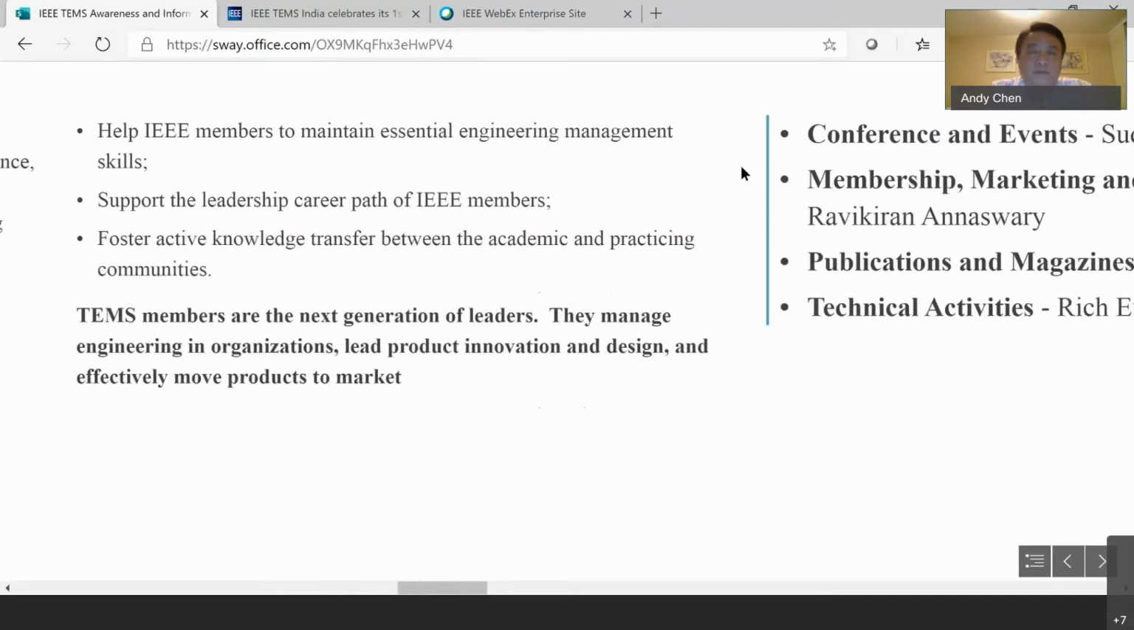Our members maintain essential engineering management skills. We support the leadership career with many tools, research findings, conferences, events to IEEE members. And we foster the knowledge between academia and industries. So that's a pretty big gap. This is one of our strengths: we are composed of a lot of industry practitioners and executives, as well as a large number of academics.